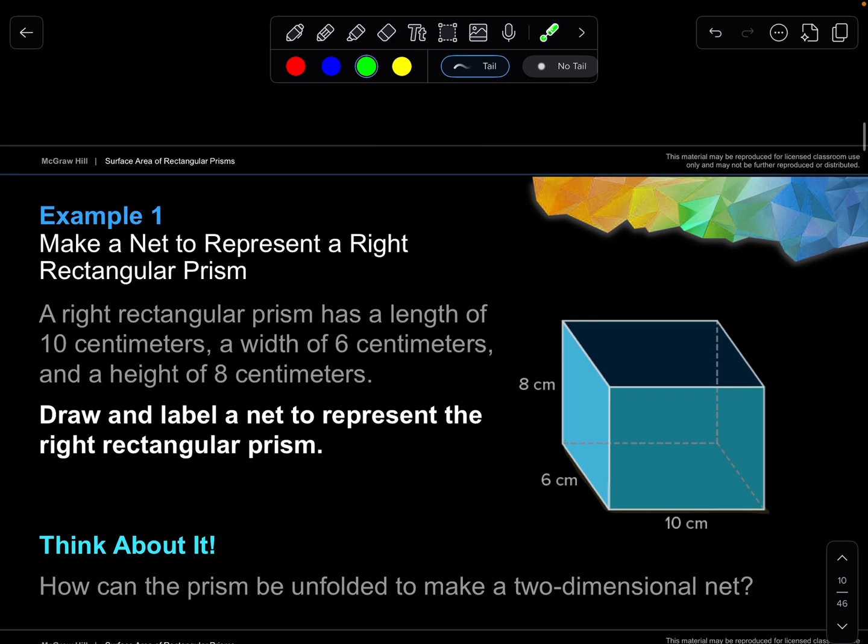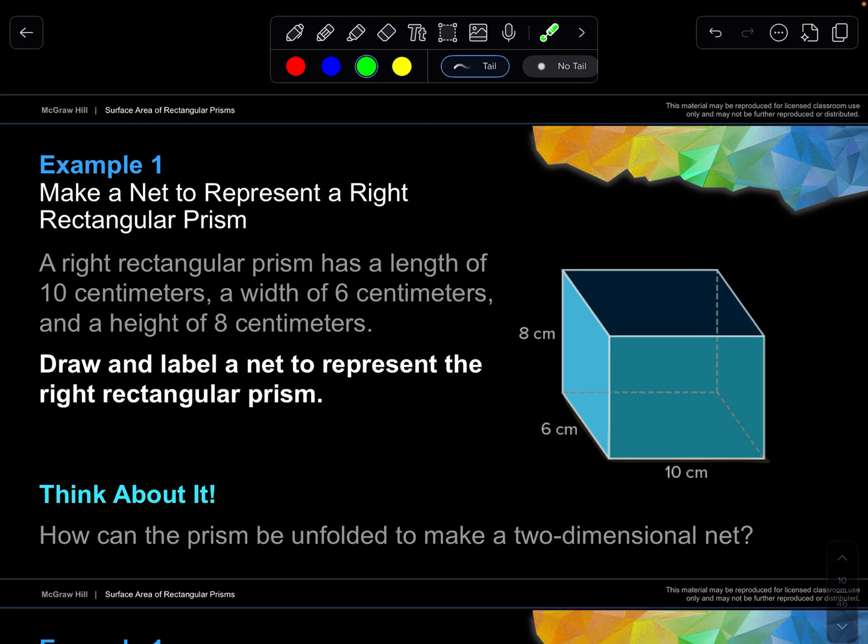All right, let's move on. Let's take a look at example 1. This example is on page 496 of your textbook. First, we're going to only make nets. We are not looking yet at how to calculate the surface area of nets.